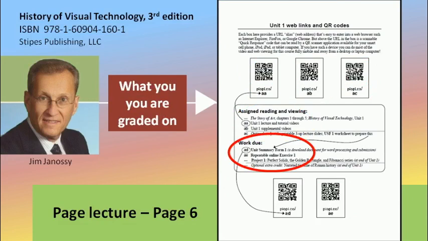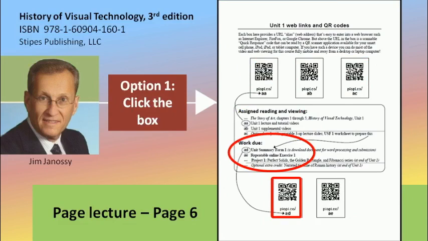Let's take a look at the work due, that is, what you're graded on. The red circle you see here on page 6 highlights the items that are due in Unit 1 and, in fact, in every unit. Every unit is identical in having the same structure. There is a unit summary form, the electronic version of the worksheet that you find at the end of the unit. That's actually a matrix, and you put facts in the columns and in the rows as called for by the labeling on those columns and rows.